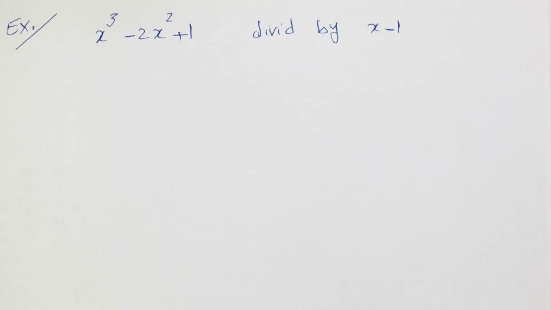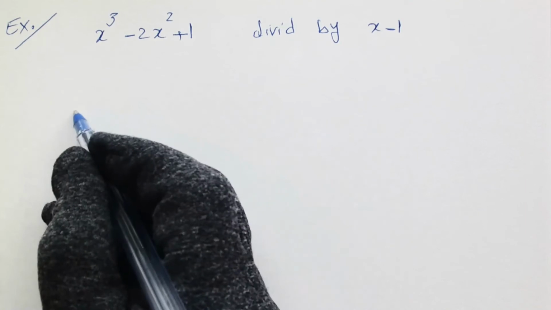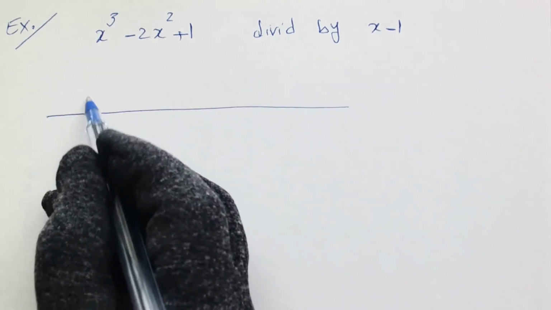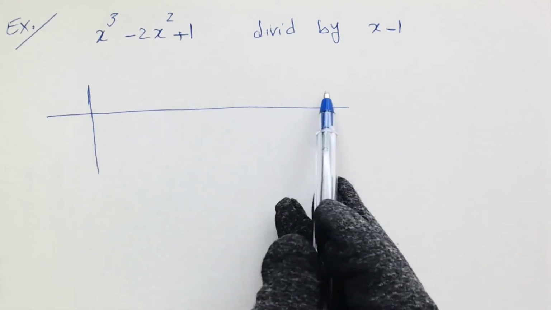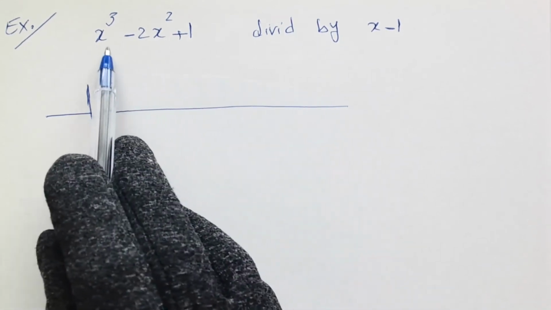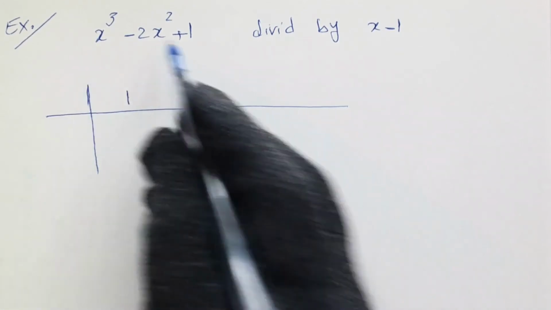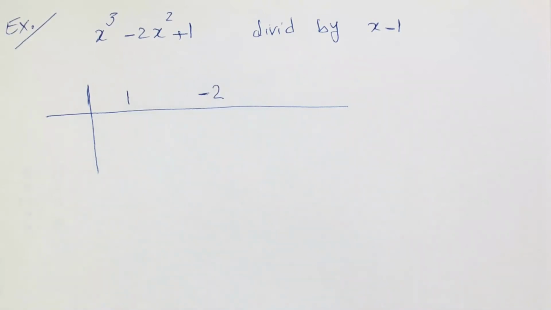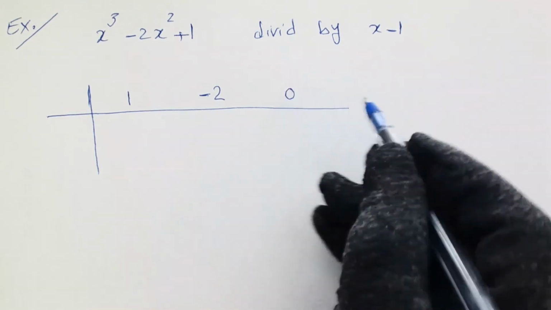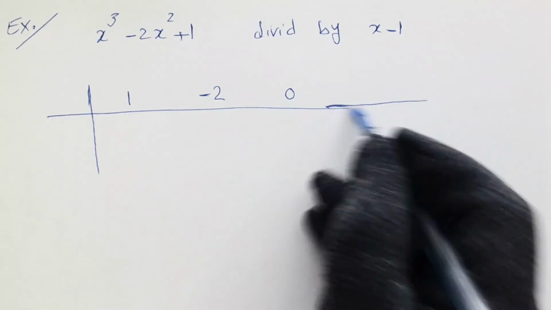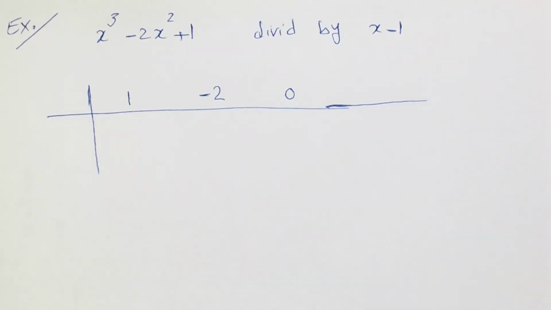Let's solve the same example using synthetic division. In synthetic division, we have a table with 2 rows. In the first row, we write the coefficients of the dividend in order. The coefficient of x cubed is 1. The coefficient of x squared is negative 2. Remember, we have a missing term, x. So the coefficient of that x is 0. Here you must write 0 for any missing term. And the constant is 1.